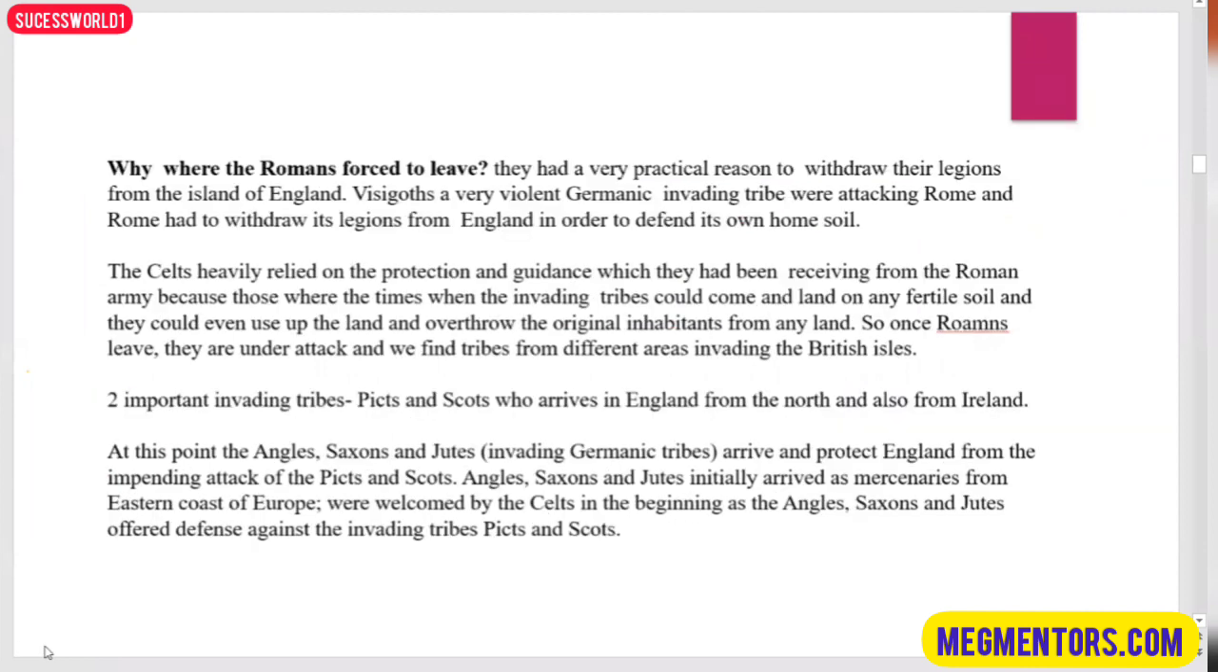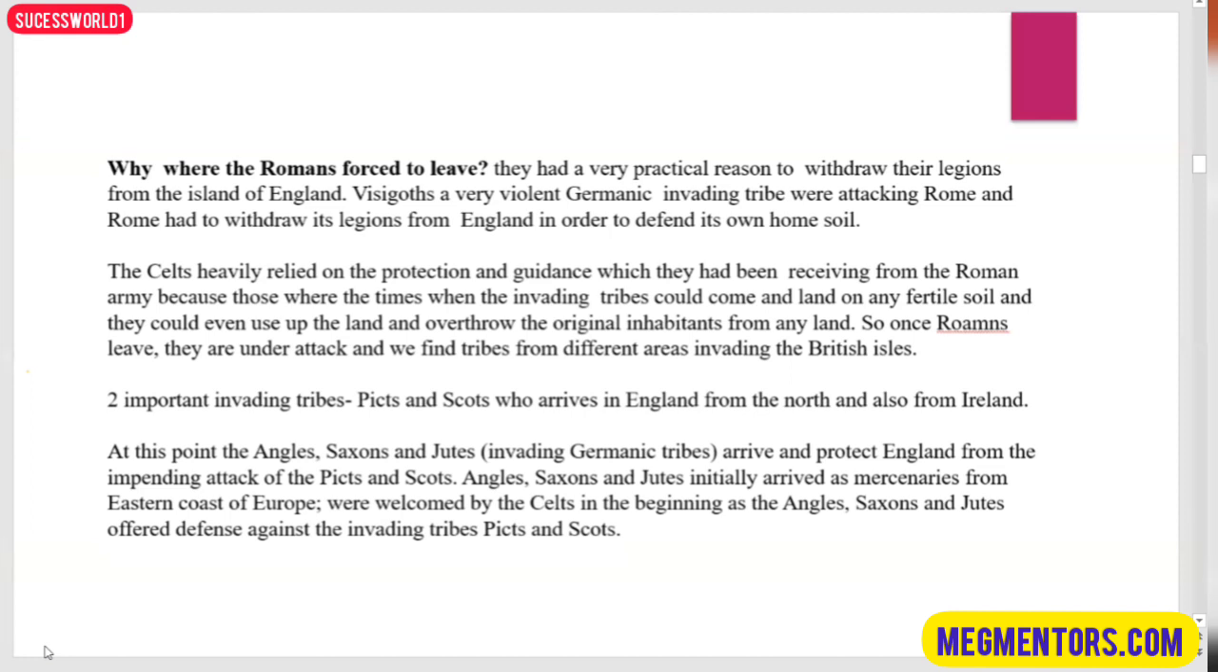Why were the Romans forced to leave in the first place? Even in the video, it was mentioned that the Roman Empire began to crumble. What was exactly happening back in that time that made Romans withdraw their legions from England and the neighboring countries, Wales and Scotland? They had a very practical reason to do that. There's this tribe, the Visigoths, a very violent Germanic invading tribe. They were attacking Rome, and the Roman Empire was a very huge empire, stretching from, I think, Turkey and ending towards the British Isles. So it was a huge stretch.